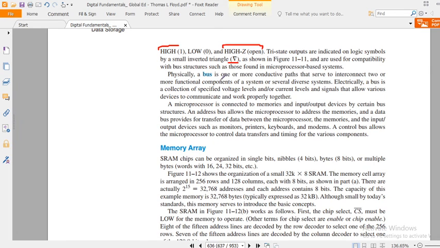Physically, a bus is one or more conductive paths that serve to interconnect two or more functional components of a system or several diverse systems. Normally a line carries one bit, but when we talk about the bus, an 8-bit bus or 16-bit bus means it can carry 8-bit data or 16-bit data. So whenever we talk about a microprocessor or computer system, rather than talking about individual bit lines, we talk in terms of the bus.